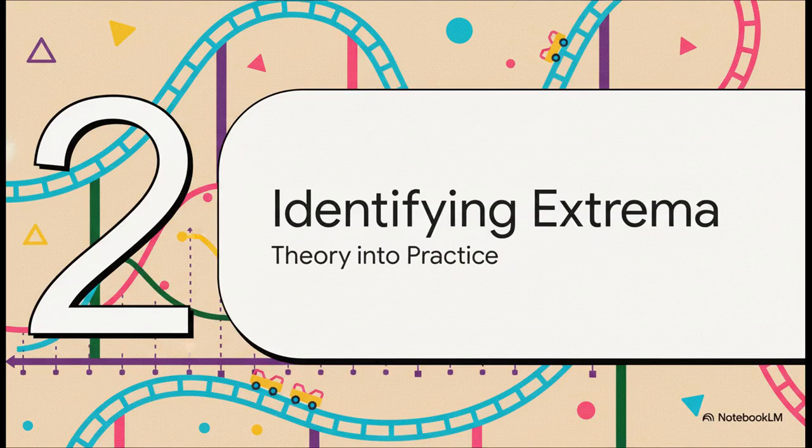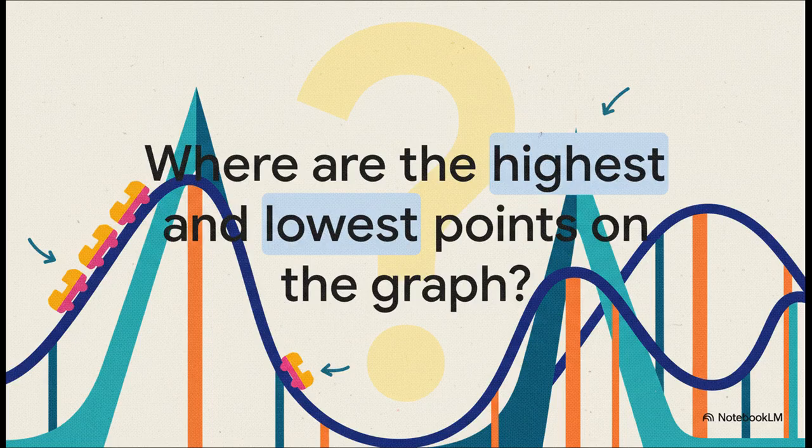All right, so we've got the definitions down. Now for the fun part. Let's actually apply this to some real graphs. We're going to read the tracks of a few different roller coasters and pinpoint all their important features. Okay, so check out this first graph. You can see it has a clear start and a clear finish. Before I say anything, just take a look. Where does your gut tell you the absolute highest and lowest points of this whole ride are?